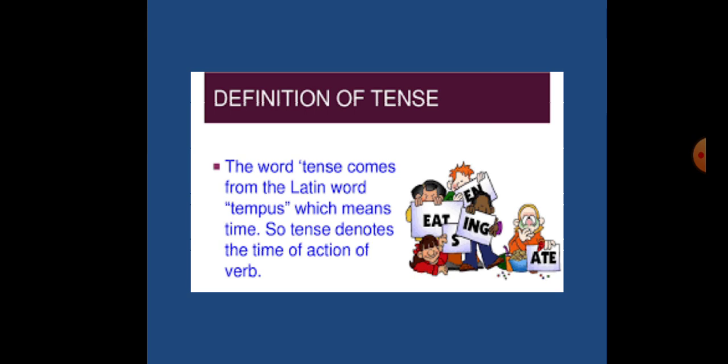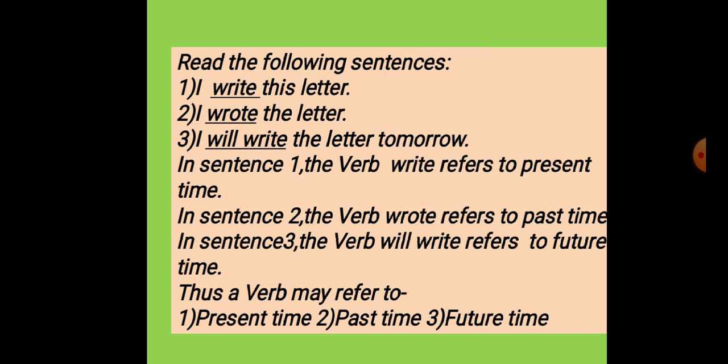Now you see the definition of tense. The word tense comes from the Latin word tempus, which means time. So tense denotes the time of action of a verb. Dear students, read the following sentences. 1. I write this letter. 2. I wrote the letter. 3. I will write the letter tomorrow.